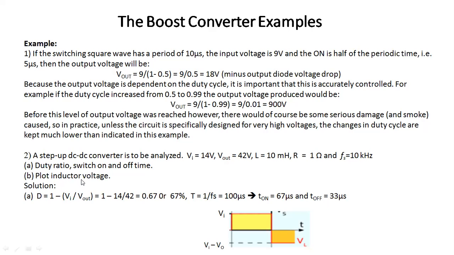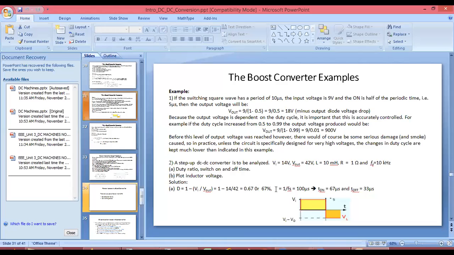Now you are supposed to find the inductor voltage. Here we are aware of the equations for frequency, Fs they have given. So you can convert that into a time, T equal to 1 upon Fs. So 1 upon 10 kilohertz, you will get 100 microseconds. Here our duty cycle is 67% and T equal to 100 microseconds. So T on will be 67 microseconds, and the remaining T off will be 33 microseconds.